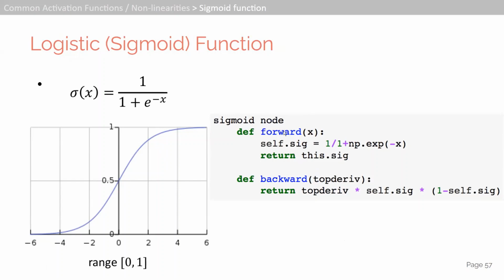So this is a sigmoid node. If you're going to implement that, it is simple. And the derivative of that is also very simple.